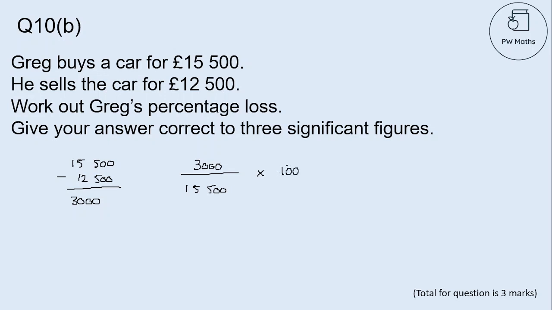So into the calculator it goes, and the calculator should tell you 19.3548371. Again, write out your entire calculator display for the examiner. Now this is a percentage loss, and to 3 significant figures, 19.4%. You don't really have to write this, you could just write 19.4%. That would be fine to get you the marks.